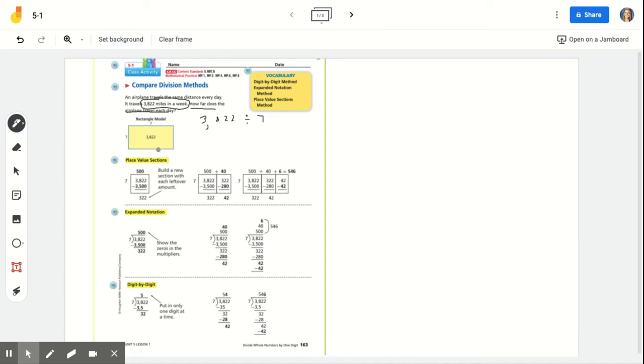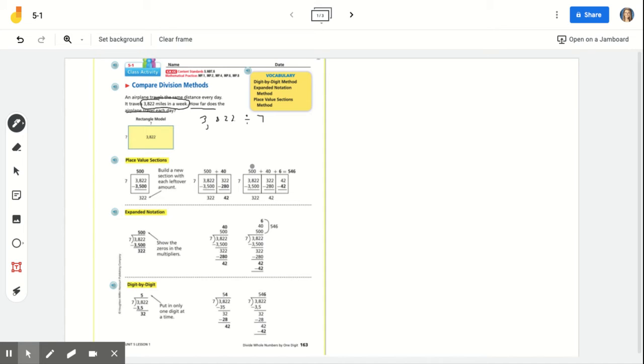They also demonstrated this division sentence in a rectangular model, so take a look on the side. In the middle, we have 3,822. On the side, we have 7, and then a question mark. So in other words, what times 7 equals 3,822? Or 3,822 divided by 7 is equal to what?